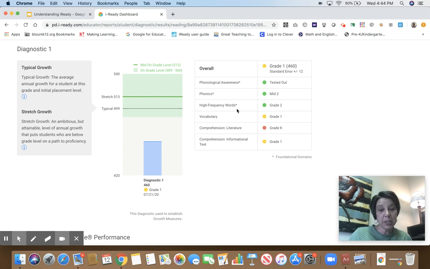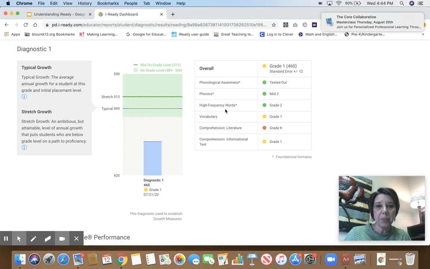And high frequency words. These are words that your child sees all the time and that your child will just know, doesn't have to sound out. So, for example, the word "the," they can look at that and not have to sound it out, or the word "are," A-R-E, and know that that is the word "are" and not have to sound it out.